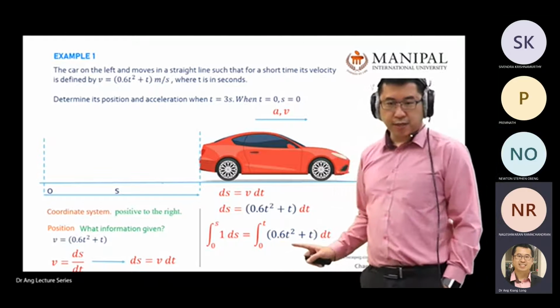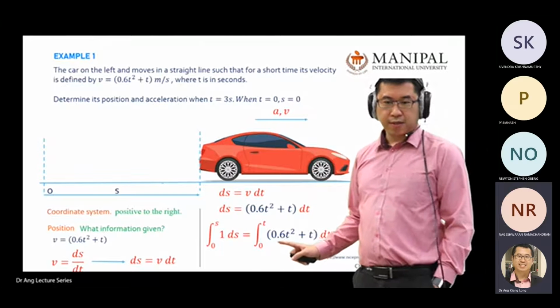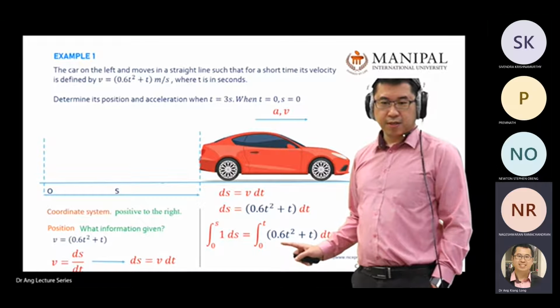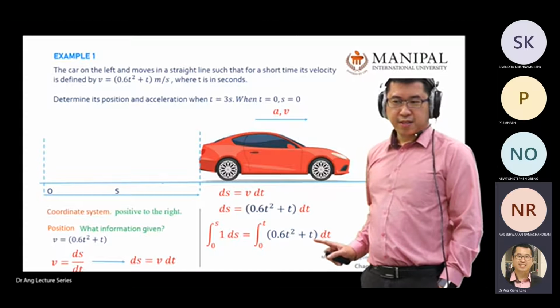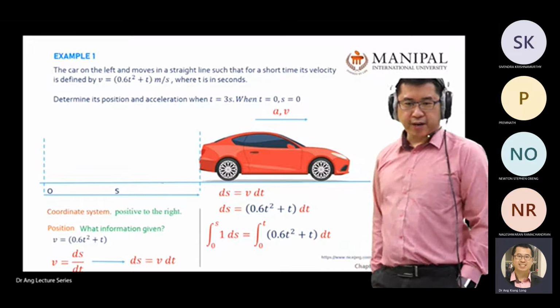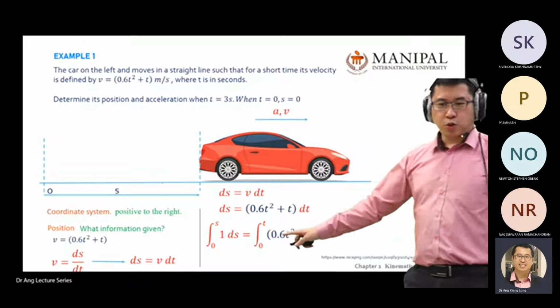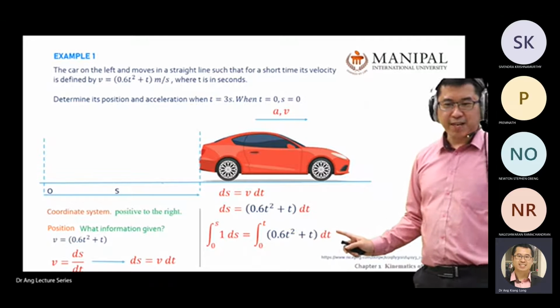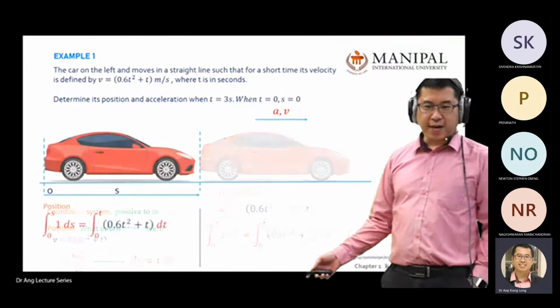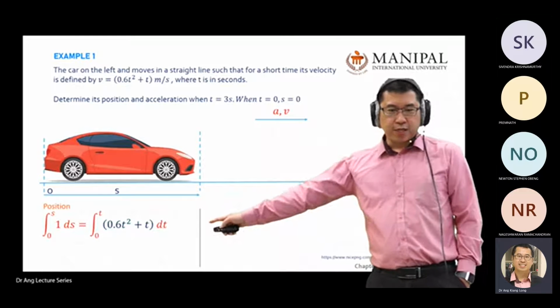Sir, so I got 0.2 t cube plus t over 2 square. I mean t square over 2. t squared over 2, correct. Okay, so those who don't understand, please go back to your mathematics class or textbook. Correct, just now.